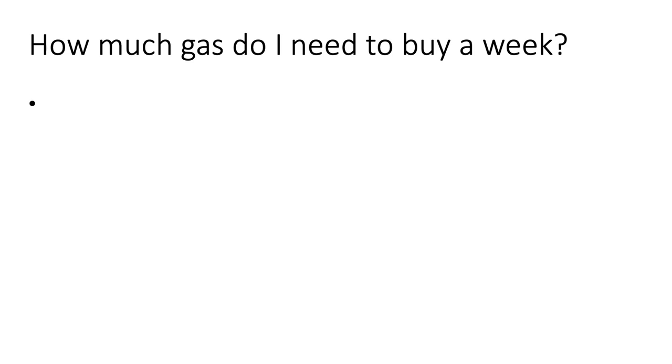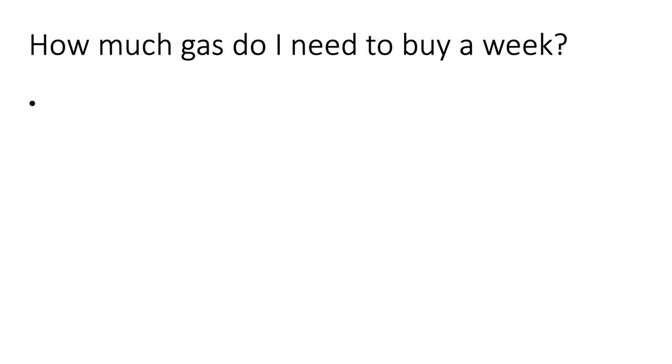All right, so we're going to start with a very simple example, and this is going to be easy, but it's going to actually help us apply the laws of balances to a specific situation and make us think in those terms. So let's ask the following question. How much gas do I need to buy and put in my gas tank every week?